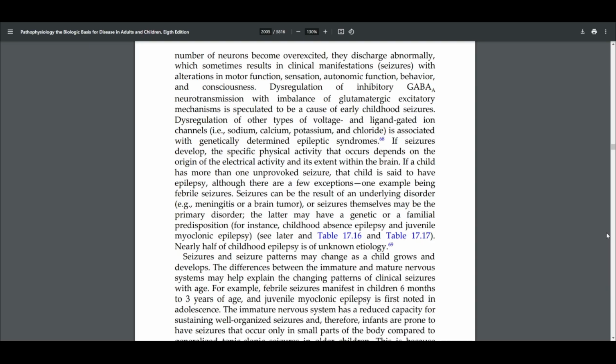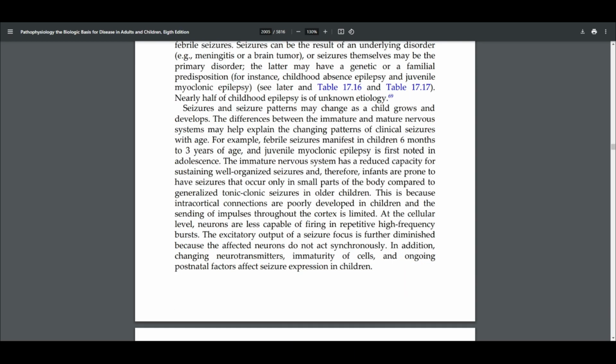Seizures can be a result of an underlying disorder, or seizures themselves may be the primary disorder. The latter may have a genetic or familial predisposition. Nearly half of childhood epilepsy is of an unknown etiology. Seizures and seizure patterns may change as a child grows and develops. The difference between the immature and mature nervous system may help explain the changing patterns of clinical seizures with age.